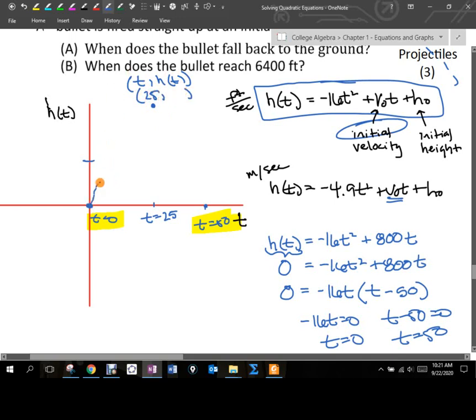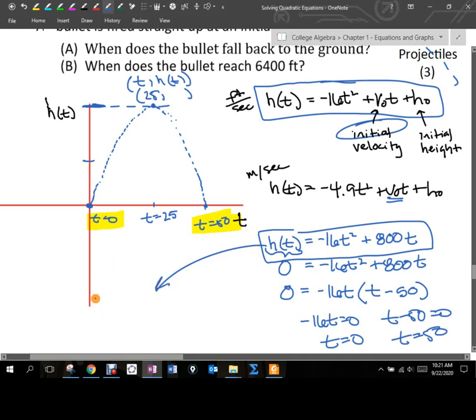Now, this thing's going to be launched up. It's going to come back down, right? That's my parabola. How do I find the height of the maximum? Plug it in. Plug 25 into my original function right there. So I'll come down here and do that math. I'll take h of 25 is equal to negative 16 times 25 squared plus 800 times 25.